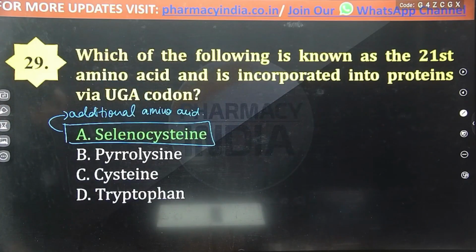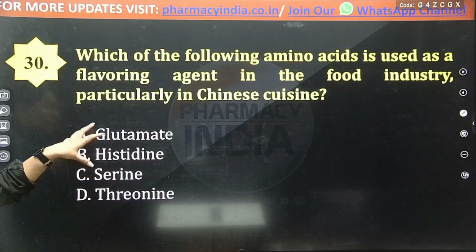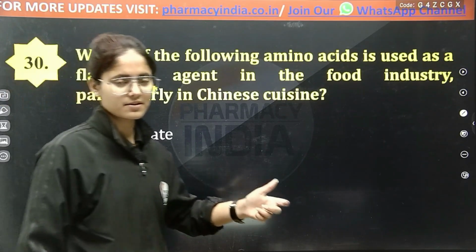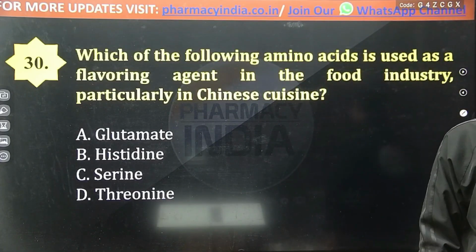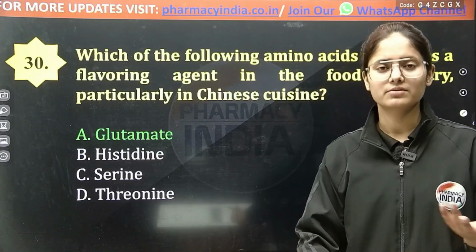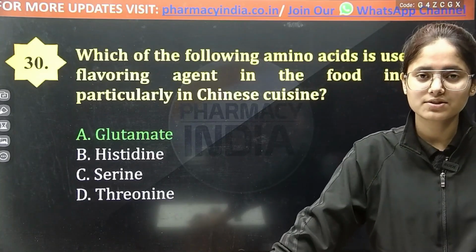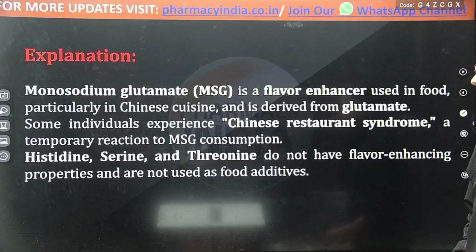Clear? And last question, which of the following amino acids is used as a flavoring agent in the food industry, particularly in Chinese cuisine? Your options are glutamic acid, histidine, serine or threonine. Option is glutamic acid, which is used as a flavoring agent in Chinese cuisine. Clear? Correct option is A.